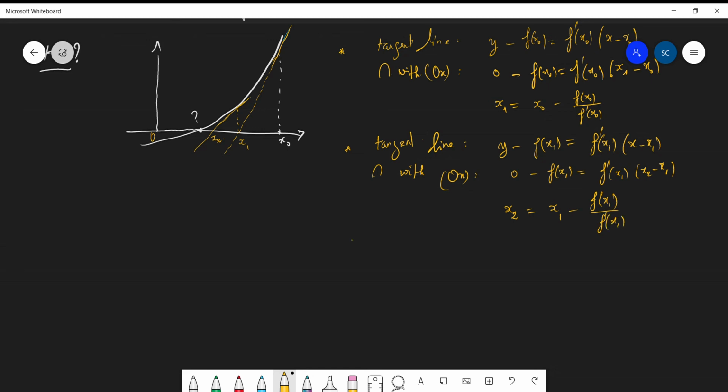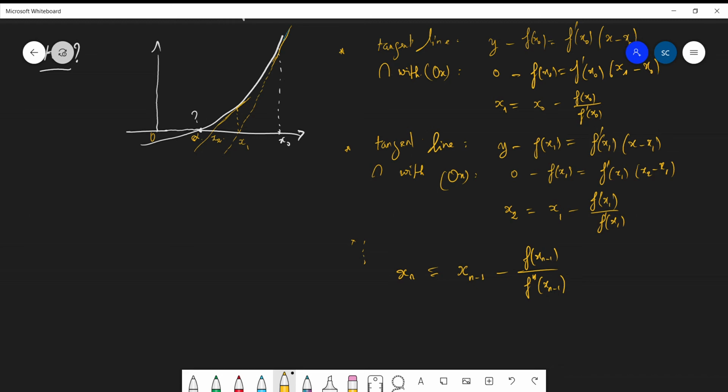And imagine we continue like that. Finally we will have a sequence of points xn, where xn equals the previous point x(n-1) minus f(x(n-1)) over f'(x(n-1)). We hope that this sequence approaches the root, the solution. Let's call the root alpha.